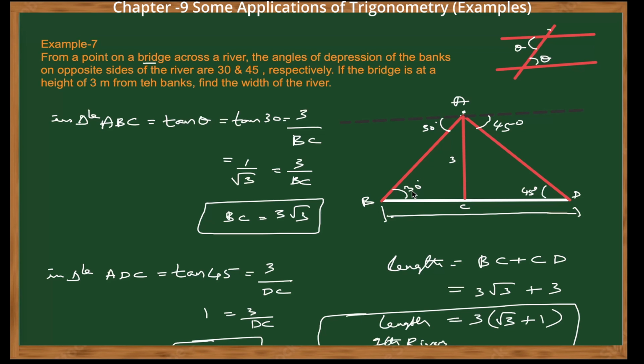Hope this is clear, students. With this, we have come to the end of the examples of this particular chapter 9, which is an extension of chapter 8, some applications of trigonometry. So, what you need to remember in this chapter is the trigonometric ratios, the trigonometric values table.